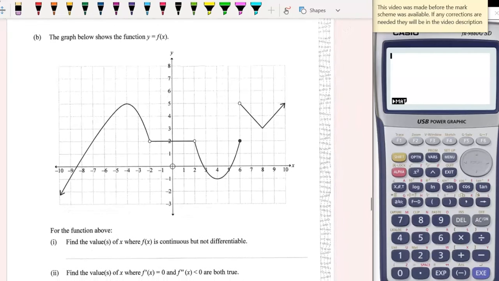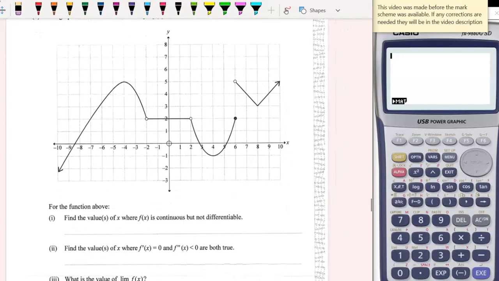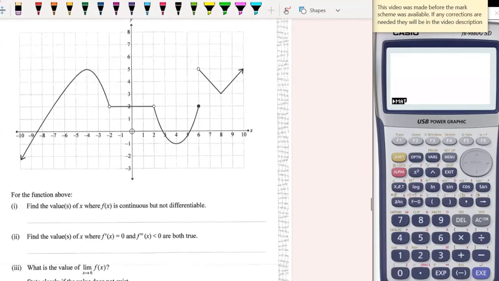Okay, we have a picture, some stuff going on with this function, and we need to determine these things in the question. So we want to find the values of x where f of x is continuous but not differentiable. So continuous means you can draw it without taking your pen off the paper. So if we were to draw all the way along here, it's not continuous at these points where we have holes or we have a complete break in the graph.